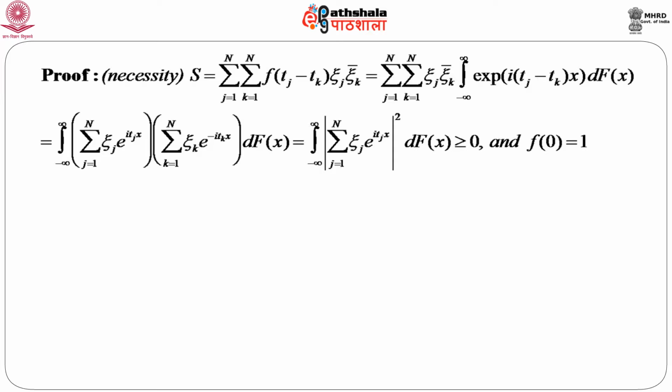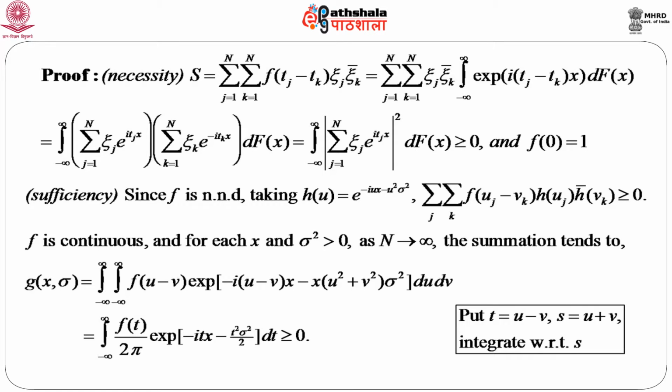That means, given a characteristic function, this sum is non-negative definite, and if we just put t equals 0, then f(0) equals 1, which is already given as the condition. So, the necessity part is proved. That means, given a characteristic function, we can always find this sum to be non-negative and f(0) equals 1. Now comes the sufficiency part.